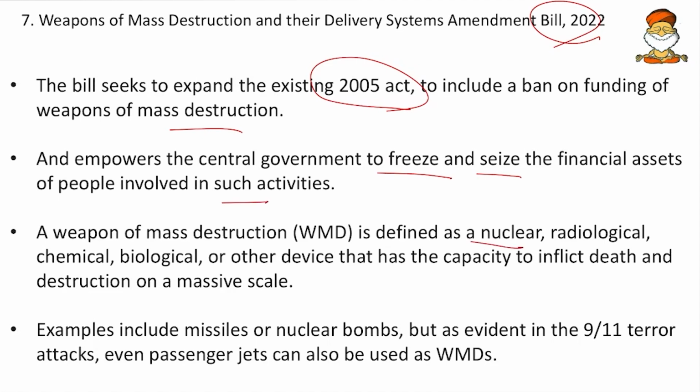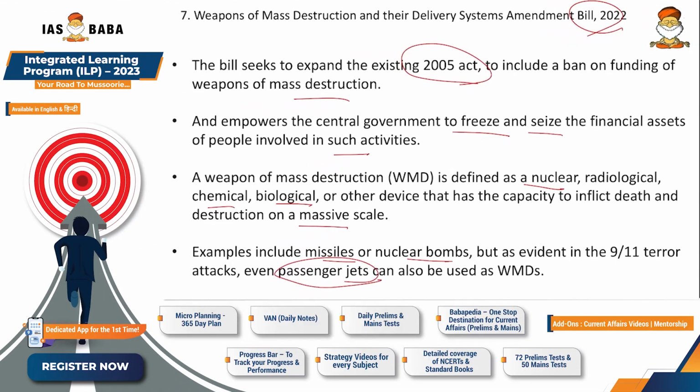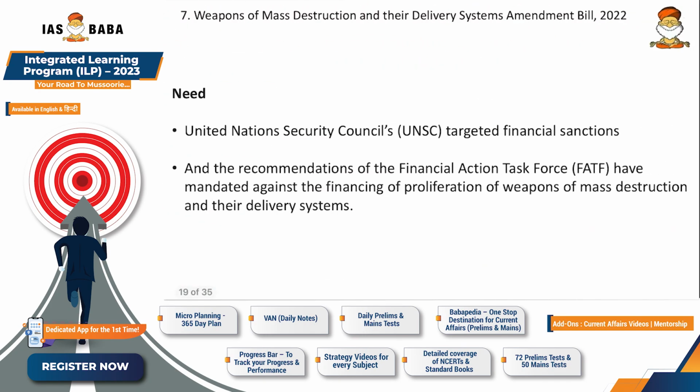Then the weapon of mass destruction is defined as any nuclear weapon, radiological or chemical weapon, biological weapon or other device that has the capacity to inflict death and destruction on a massive scale. Examples include missiles, nuclear bombs, and after the 9/11 attack, even passenger jets are considered weapons of mass destruction. So remember the 9/11, the Twin Towers attack.